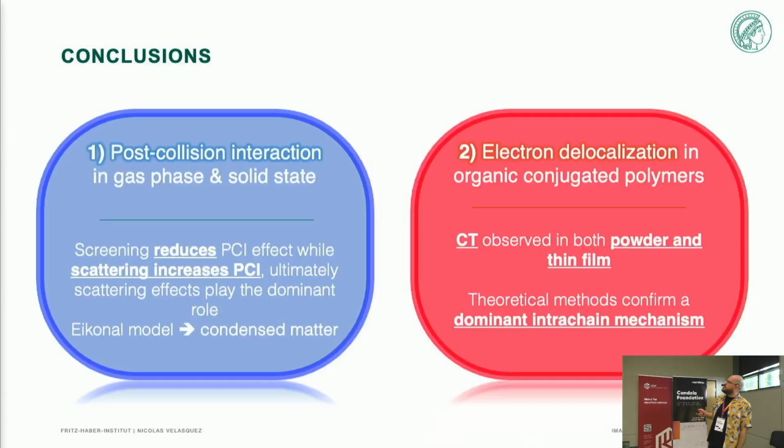And CT occurs in the low femtosecond regime. So as a reminder, in the first project, in the PCI case, screening reduces PCI and scattering increases PCI, in that the photoelectron loses energy and gives it to the other electron, and this will be reflected as a blue shift and distortion of the Auger lines. And in the last case, in electron delocalization, we saw CT in both cases. These are new results, and theoretical methods confirm a dominant intrachain mechanism.